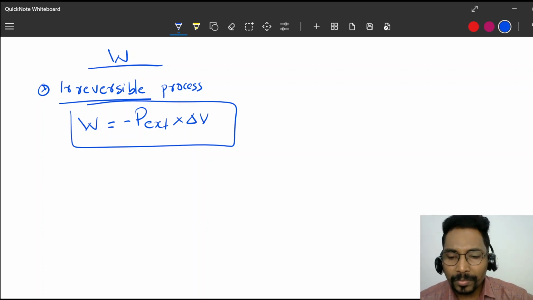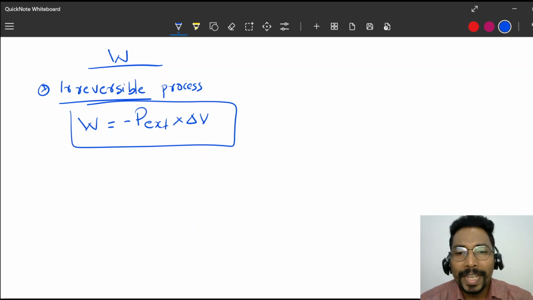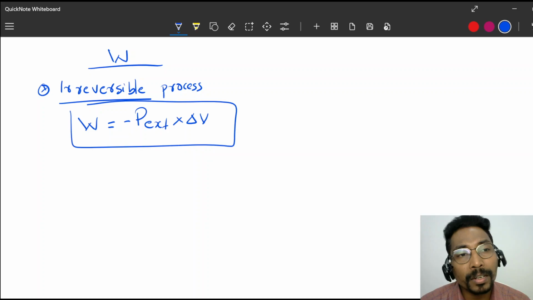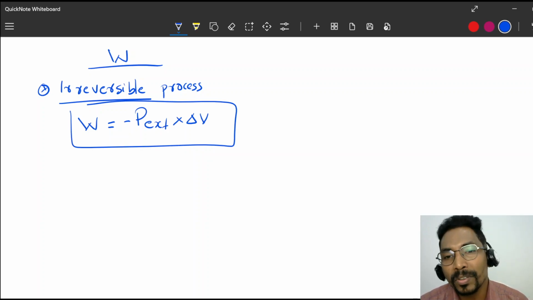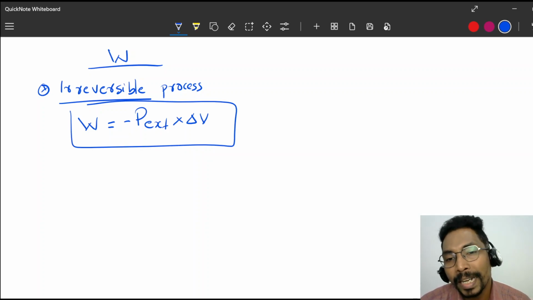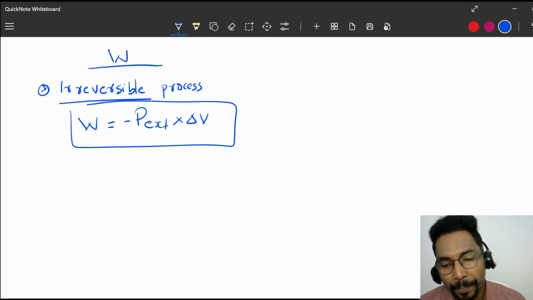P external means external pressure, into change in volume. So minus P external into delta V. This is the formula for work done calculation in an irreversible process. Work done by the system will always be negative, so that's why it is minus P external into change in volume.